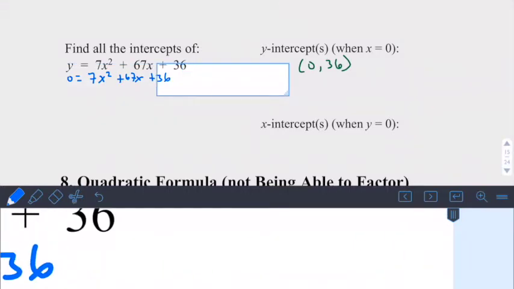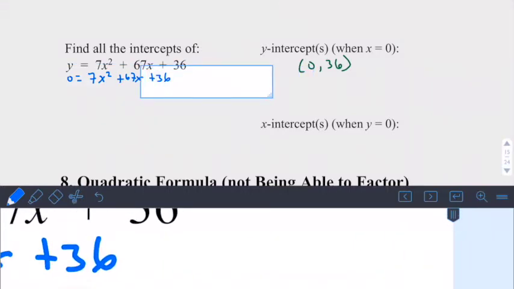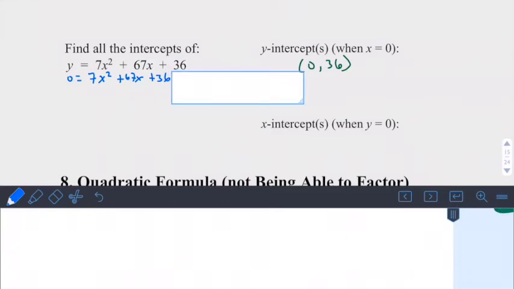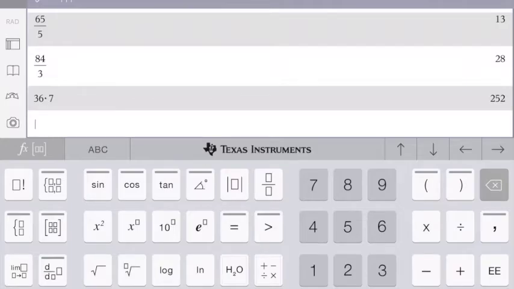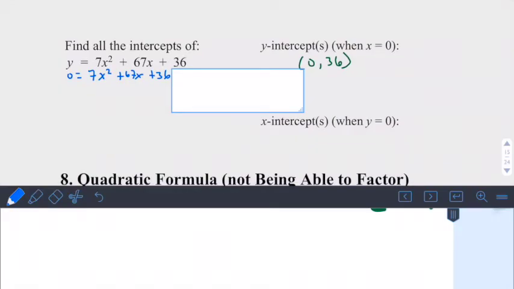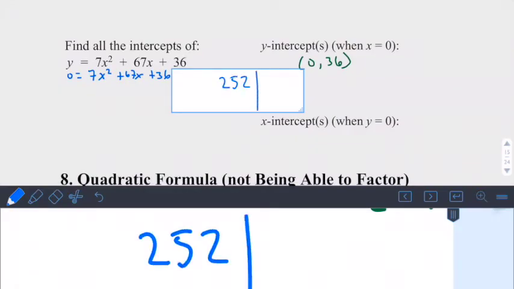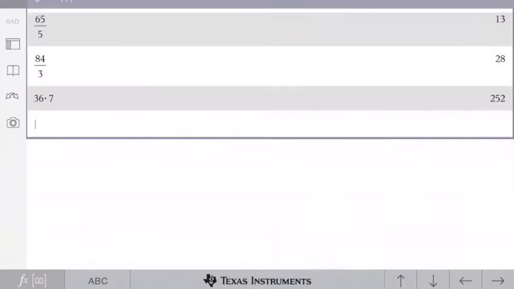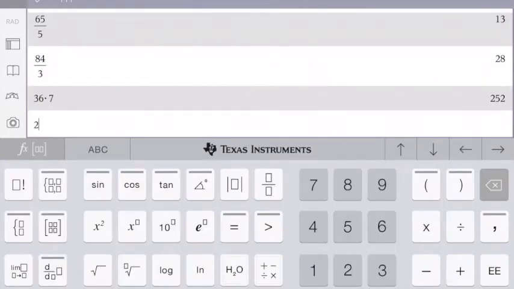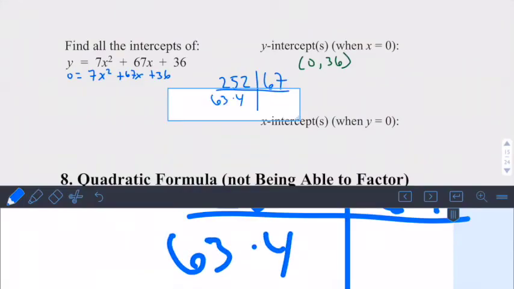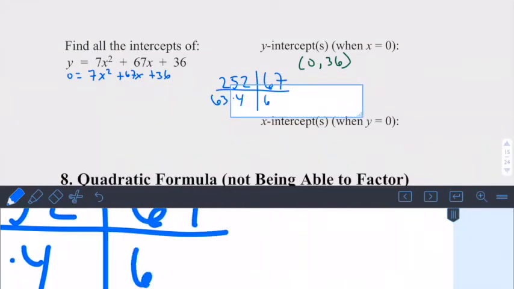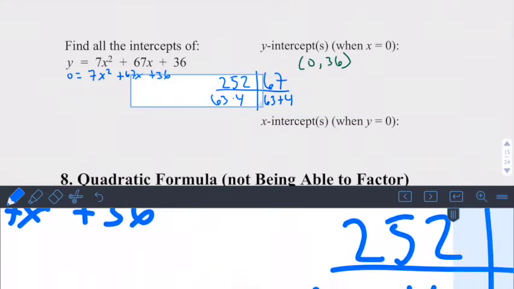And I need to use my AC method of factoring. So 36 times 7. I'm going to use my calculator a lot on this one. So 252. So I want factors of 252 that add up to 67. So I'm just going to kind of guess and check. 252 divided by 4. 63 plus 4 is going to give us 67. Wow, that was fast. 63 times 4 gives me 252, and 63 plus 4 gives me 67.